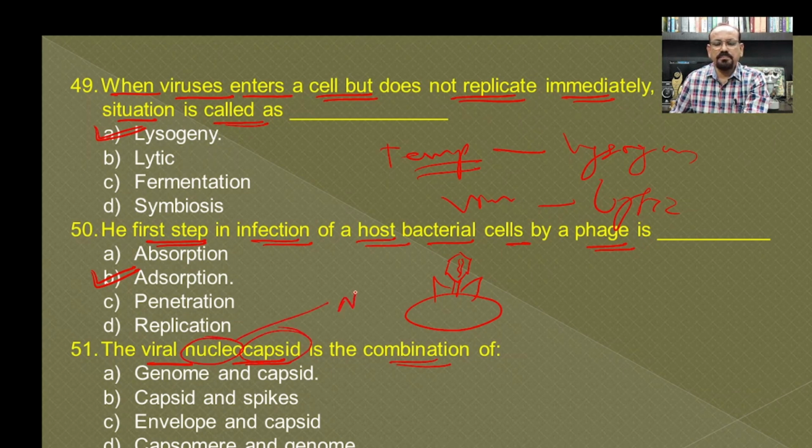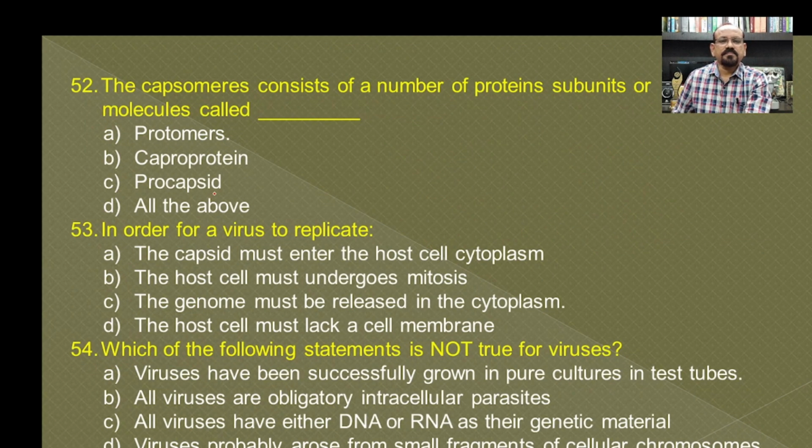The viral nucleocapsid is a combination of nucleo and capsid, and nucleo means the nucleic acid, and the nucleic acid is the genome of the viruses. It means that the genome and the capsid are called the viral nucleocapsid. The capsomeres consist of a number of protein subunits or molecules, and these molecules or subunits of the capsomeres are known as the protomers.